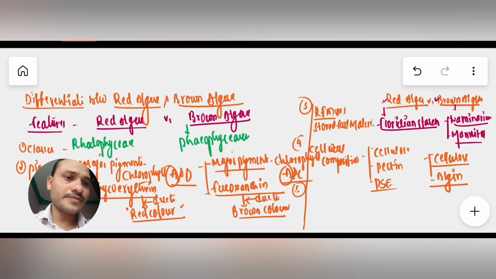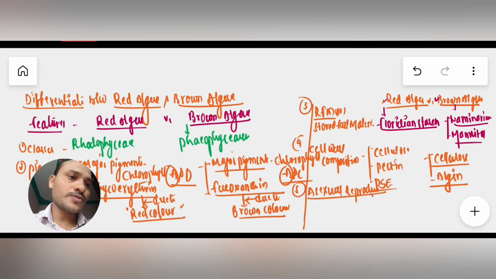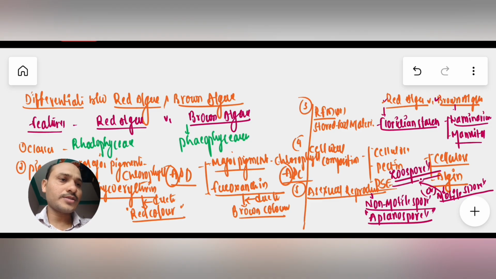And next the fifth point, about their asexual reproduction strategies. About asexual reproduction, the red algae asexually reproduce by non-motile spores, very important. Non-motile spores are also known as aplanospores. But here, motile spores, also known as zoospores. Remember. Okay, so these are the five points you need to remember.